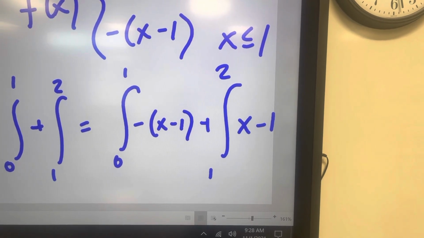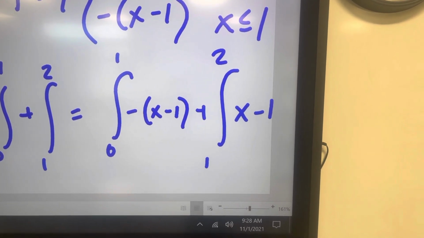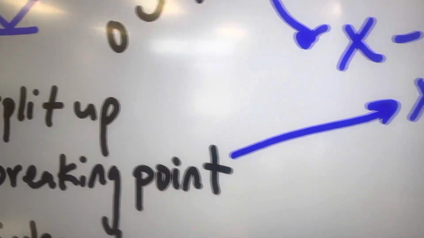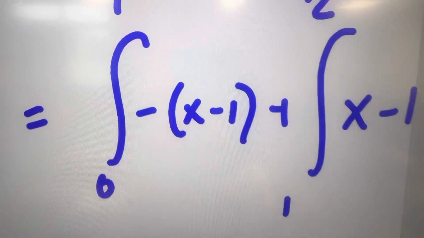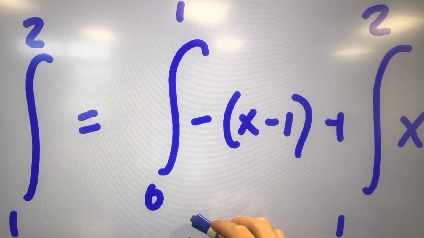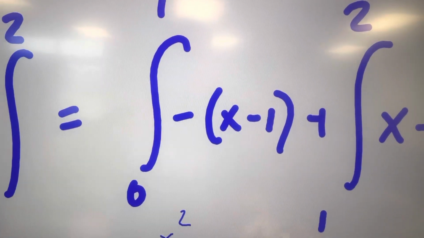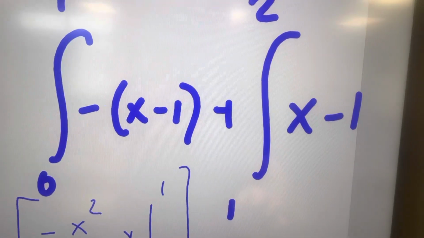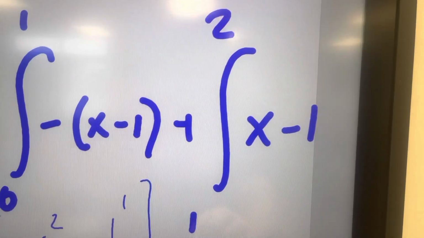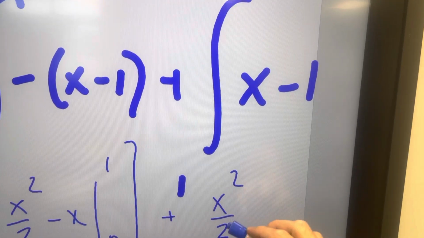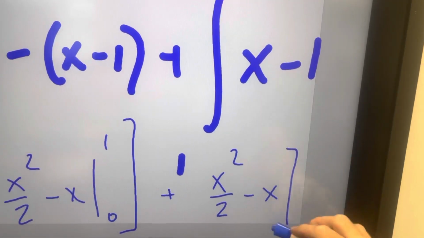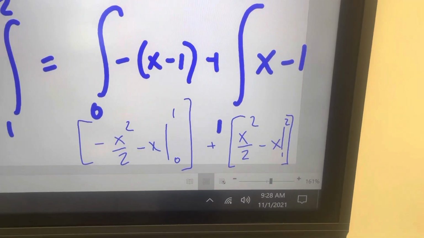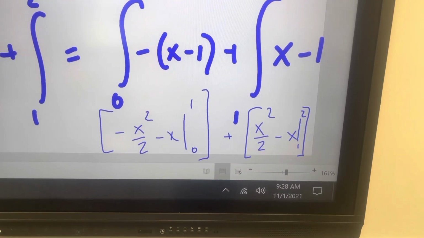And then it's a simple add a power, divide by a new power after that with the fundamental theorem of calculus. So let's see if I can do this all on this little tiny piece of paper here. Let's make my pen a little smaller. I'm going to have a negative x squared over 2 minus x from 0 to 1, and then I'm going to have my plus x squared over 2 minus x from 1 to 2.